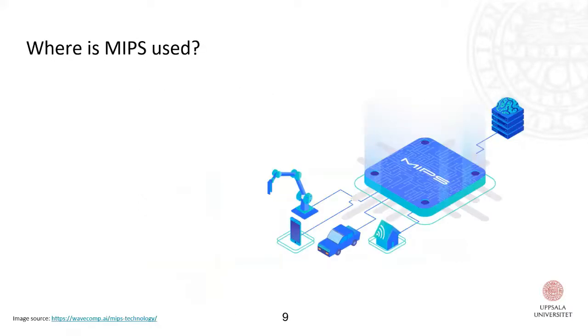So MIPS is a kind of processor. Where is it used? It is mainly used nowadays in embedded systems. Embedded systems are small computers that do a specific task and exist in many different devices, for example, home appliances such as microwaves, refrigerators, or cars.